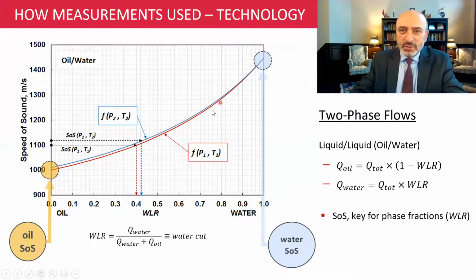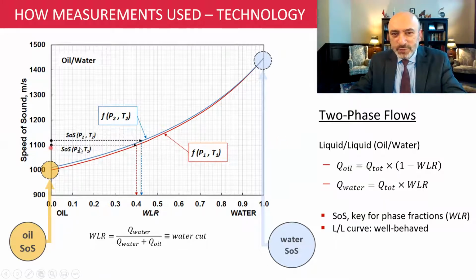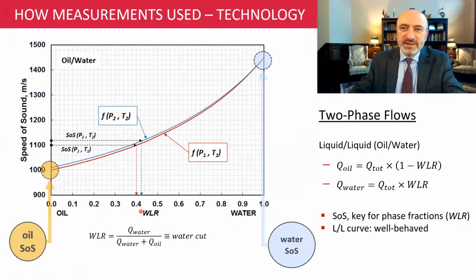Another observation on this curve is that it is very well behaved. What I mean with well behaved is for a given speed of sound measurement, there is a unique water cut value. So there is a one-to-one relation. And this is a typical feature of the liquid-liquid mixtures. Now, we will see on the next slide for gas-liquid mixtures that this may not be a standard behavior.